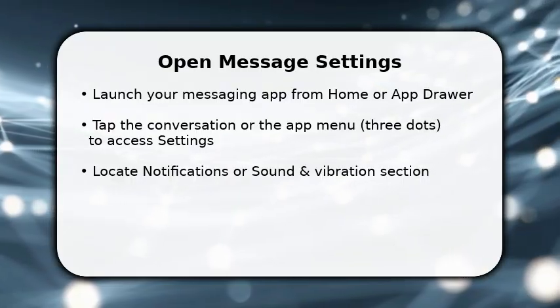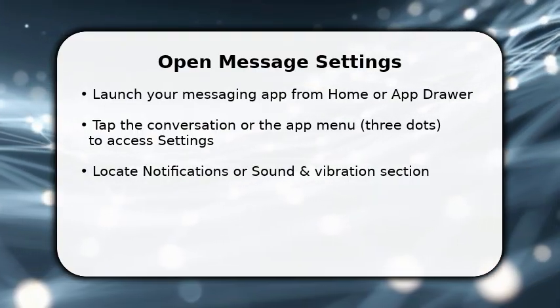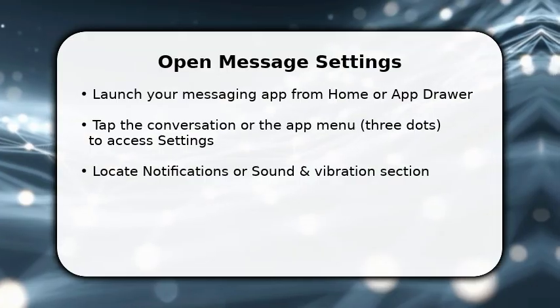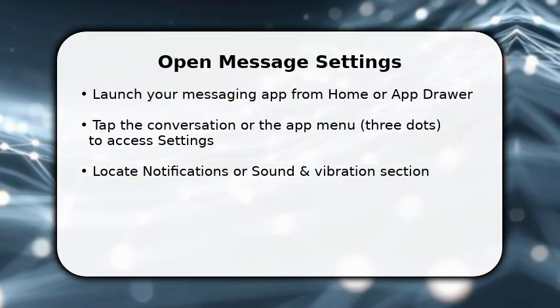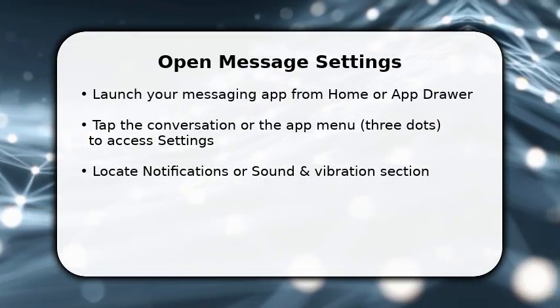You start by opening the messaging app and going straight to the conversation or app menu. Tap the three-dot menu to access settings. Once in settings, look for notifications or sound and vibration. That section controls message alerts.